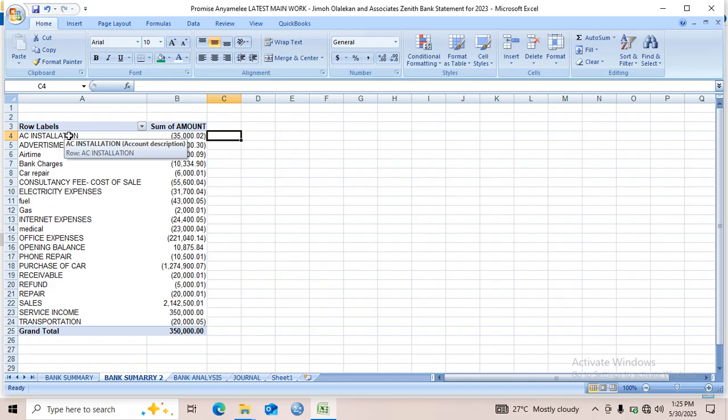So this is just telling us that all the AC installation that we have in that bank statement, it combined everything and made it 35,000. Audio advertisements we had in the bank statement, it converted to 339,800. It converted everything. Airtime 500, airtime 1,005, it added all of them to be 11,000. So that is how we get the summary of everything there. So it's from this summary that we're going to start using for our journal. So from the journal we go to the ledger and trial balance, from the trial balance to the financial statement.